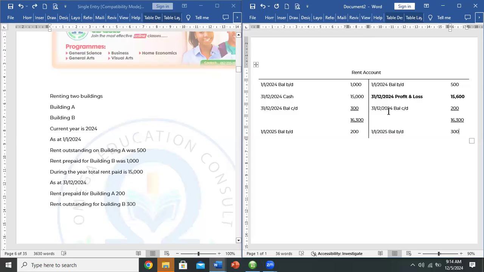But you should note that there could be prepayment or outstandings. And as you know, outstanding is the same as arrears or owings, and they are liabilities. Okay, and the prepayments are assets. So you use the assets and liabilities to debit and credit them respectively. Okay? Professors, any question?